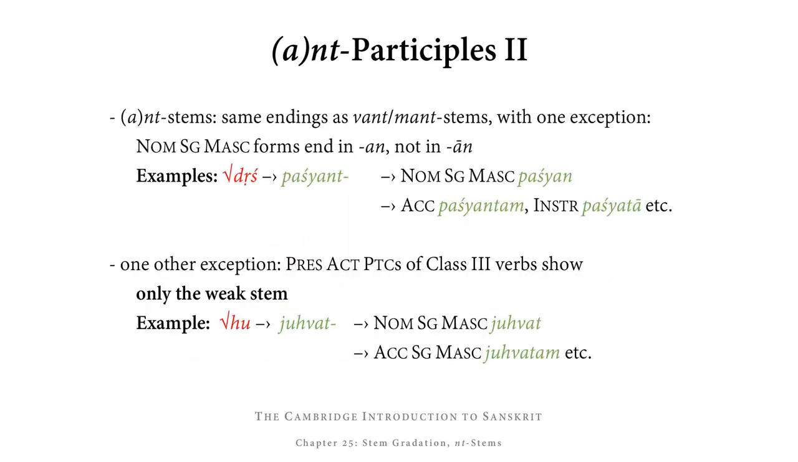Participles formed using ant or nt have exactly the same endings as vant-mant stems, but with one exception, and that is that the nominative singular masculine forms end in an, and not, as we saw with, for example, gunavant, in an. So, for example, of the present active participle of drish, present tense pashyati, meaning to see, we have the stem pashyant and the nominative singular masculine form pashyan.